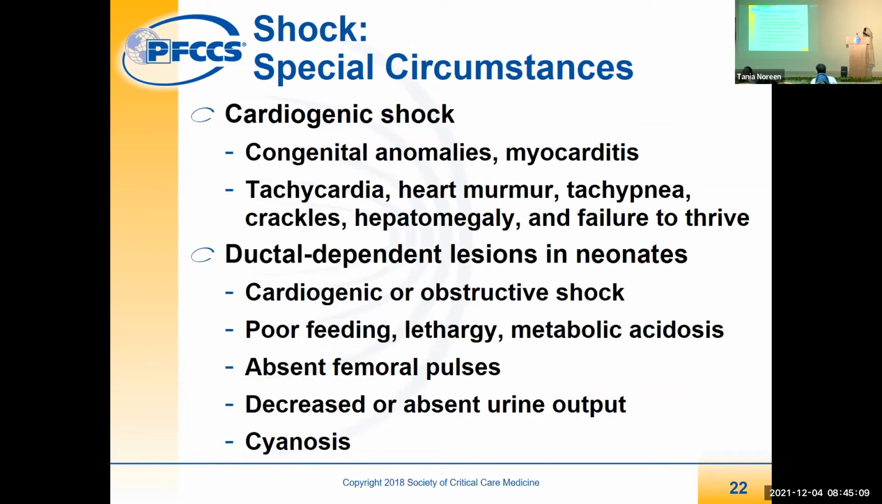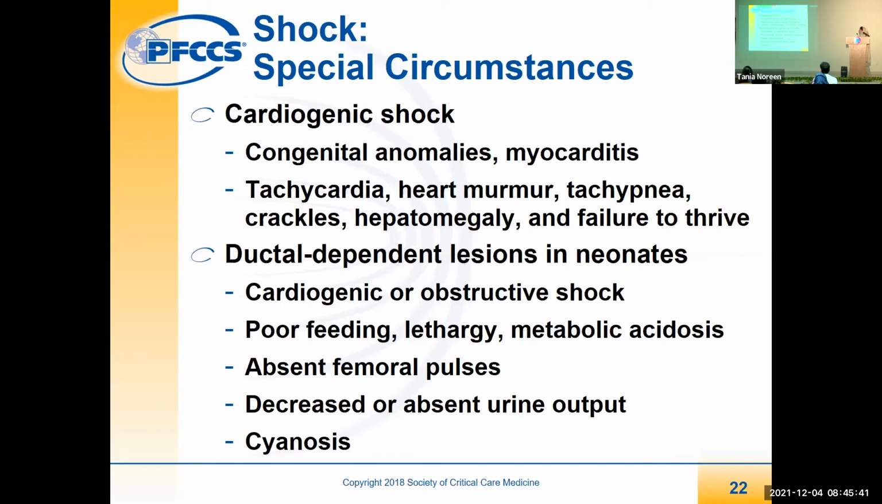So then in the shock there are certain special circumstances which can lead to shock. Cardiogenic shock होते हैं स्पेशली certain congenital anomalies में, congenital cardiac diseases होती हैं स्पेशली cyanotic diseases में। मायोकार्डाइटिस वाले पेशेंट प्रेजेंट कर सकते हैं with the shock. सो शॉक की क्लिनिकल साइंस क्या होंगे? पेशेंट will be tachycardic, हार्ट मर्मर आ सकता है, tachypneic होगा, there will be crackles in the chest especially at the bases of the lungs, हेपेटोमेगली हो सकती है and the failure to thrive.